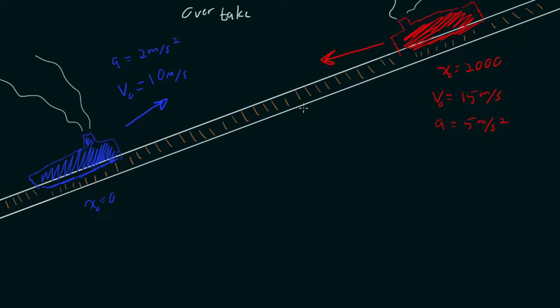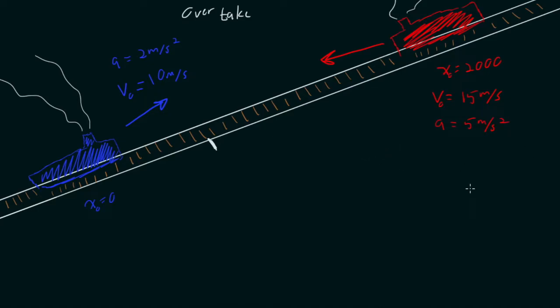What I want to know is, at what position will they meet? They're going to hit sometime probably over here, considering the red train is moving faster and accelerating faster. But how can we figure out an exact location? Well, let's start by really defining these variable lists.